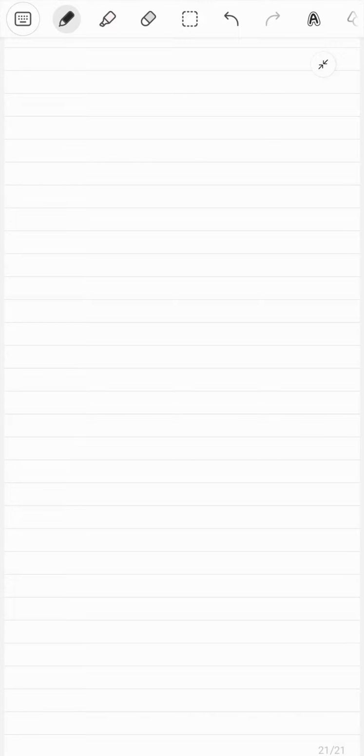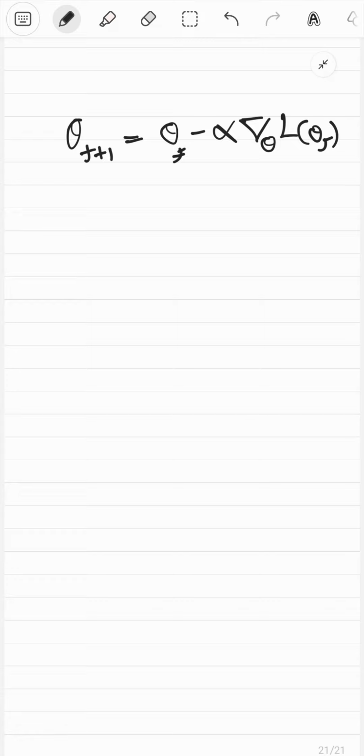Right, now gradient descent is actually not that hard to understand. All we're doing is updating theta according to this: theta t plus 1 is equal to theta t minus alpha times the gradient with respect to theta of L at that particular theta t value. Right? That's all you're doing. This is gradient descent. People make so much fuss out of this, but it's just that simple.